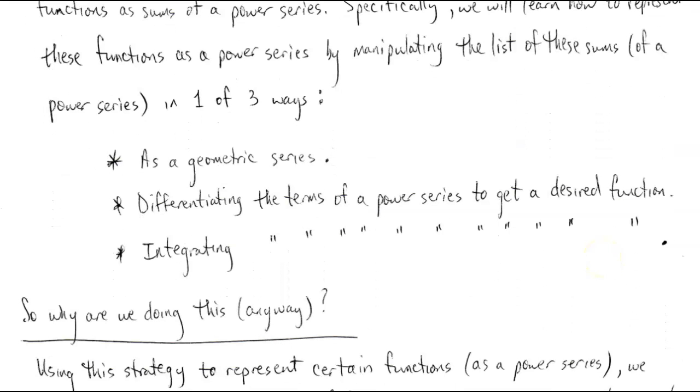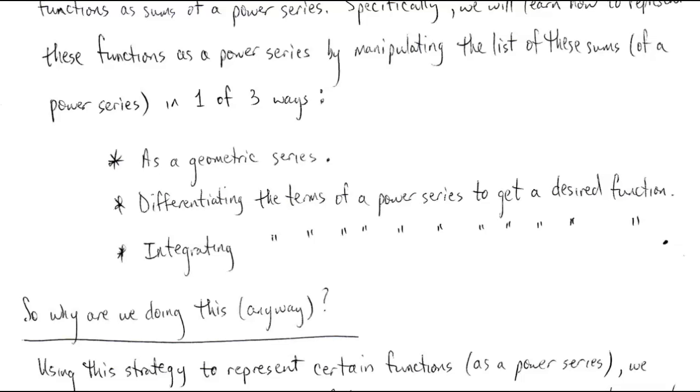So the first way, which is probably going to be the most important way that we do it, is by looking at what we're dealing with as a geometric series. The second way is we're going to differentiate the terms of the power series to get the desired function. And the third way is we're going to integrate the terms of the power series to get the desired function.